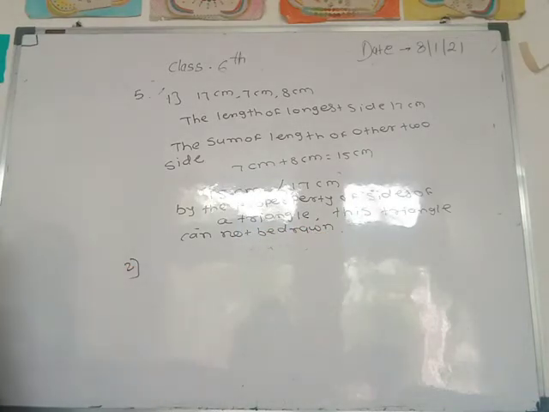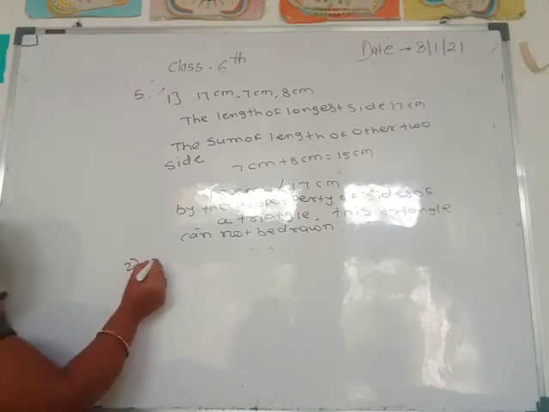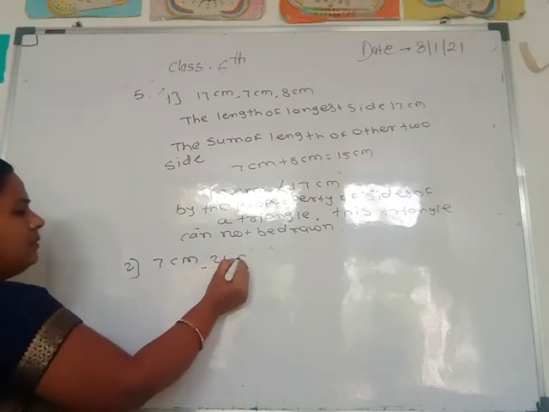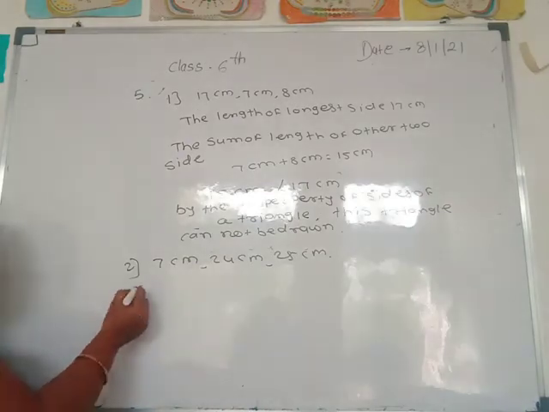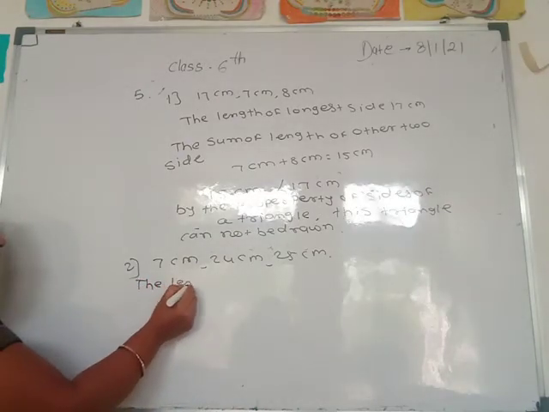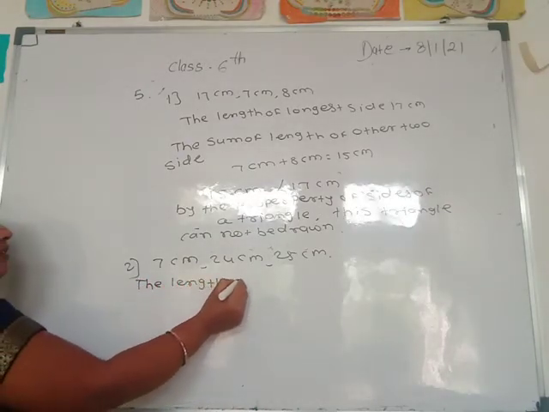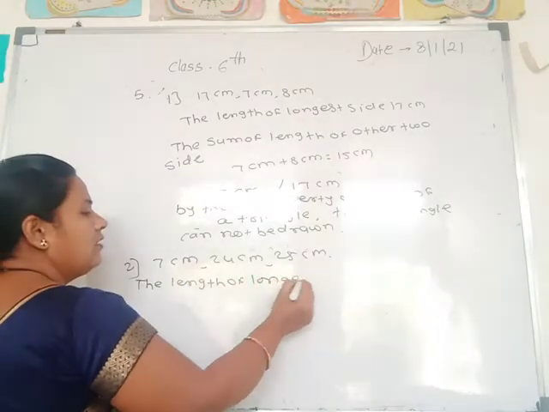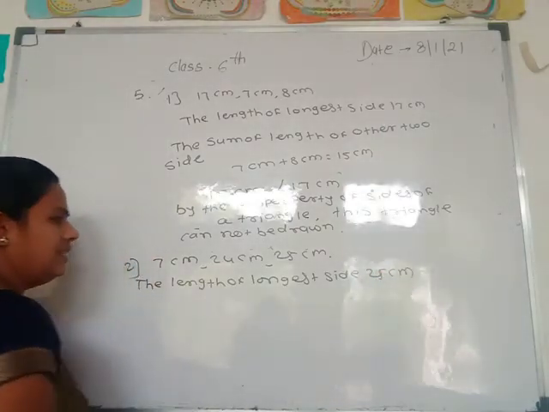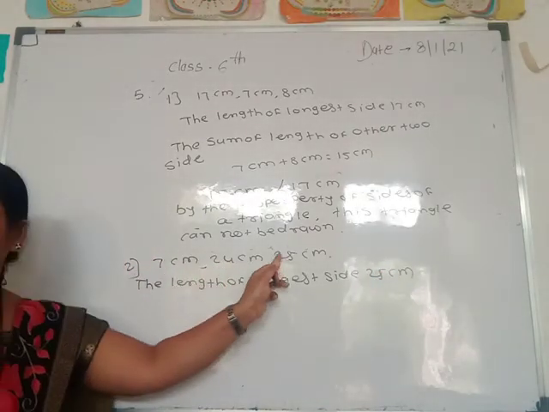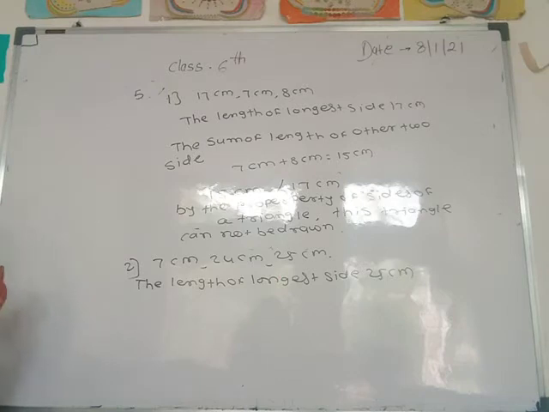Second one: 7 centimeter, 24 centimeter, 25 centimeter. See, first you write the length of the longest side. Which is the longest side here? 25 centimeter. Among these three sides given, the length of the longest side is 25 centimeter.